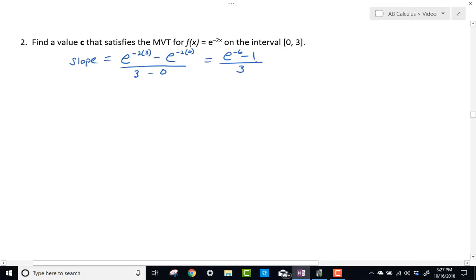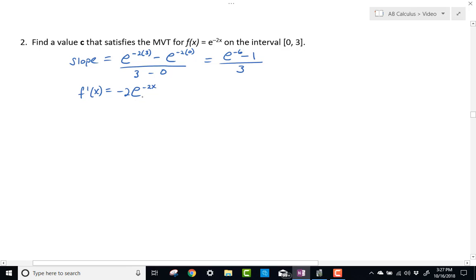So that's my slope. Now I have to take my slope and set it equal to the derivative. Let's see what we can do here. F prime of x is going to be equal to the derivative of e to the negative 2x, which is e to the negative 2x times the derivative of the exponent, so that's negative 2.